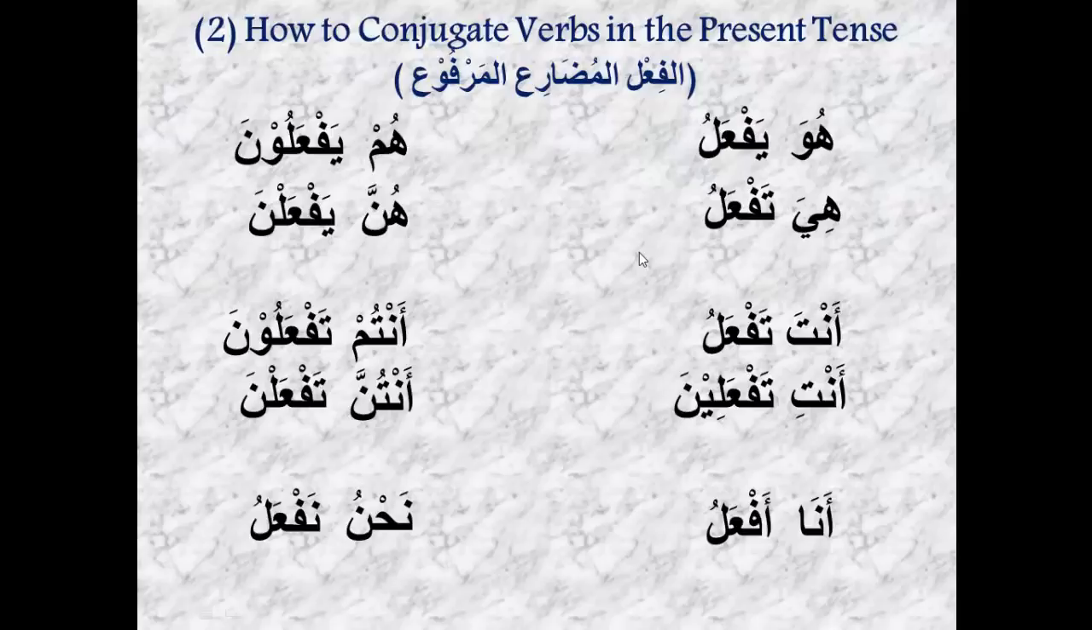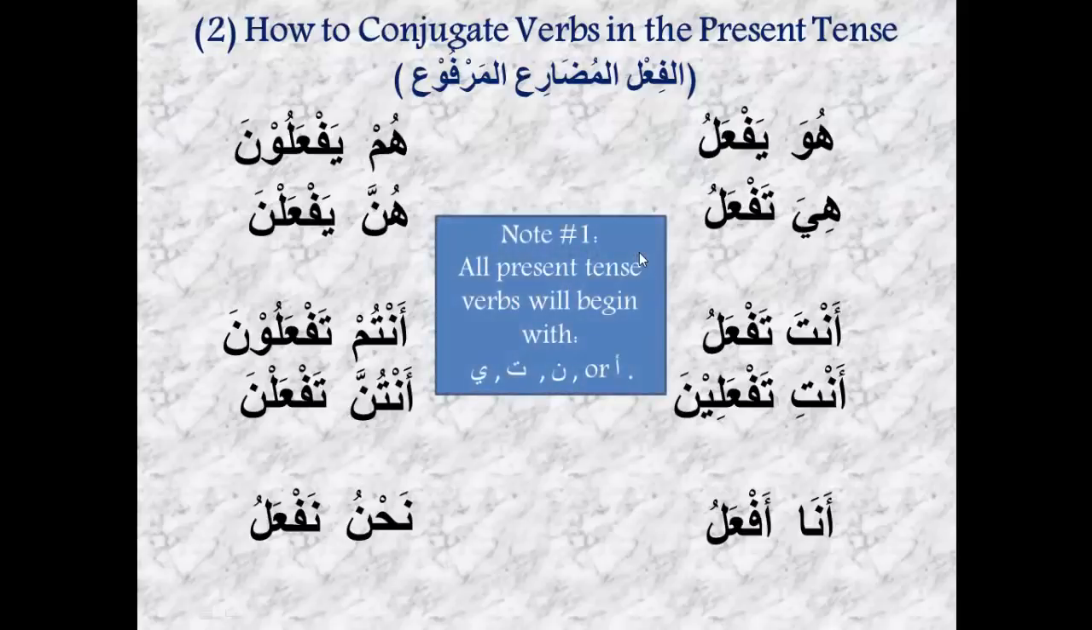Observation number 1, note that all present tense verbs, al-fi'l mudari' marfu', or actually all fi'l mudari' for all three cases, all of them begin with hamza, noon, ta, or ya. So notice how we have the ya for most of the third person pronouns except for the hiya. We have a ta in front of every single verb conjugated in the second person. And then we have noon for nahnu, naf'al, and hamza for ana af'al. So all present tense verbs will begin with one of these letters, hamza, noon, ta, or ya.